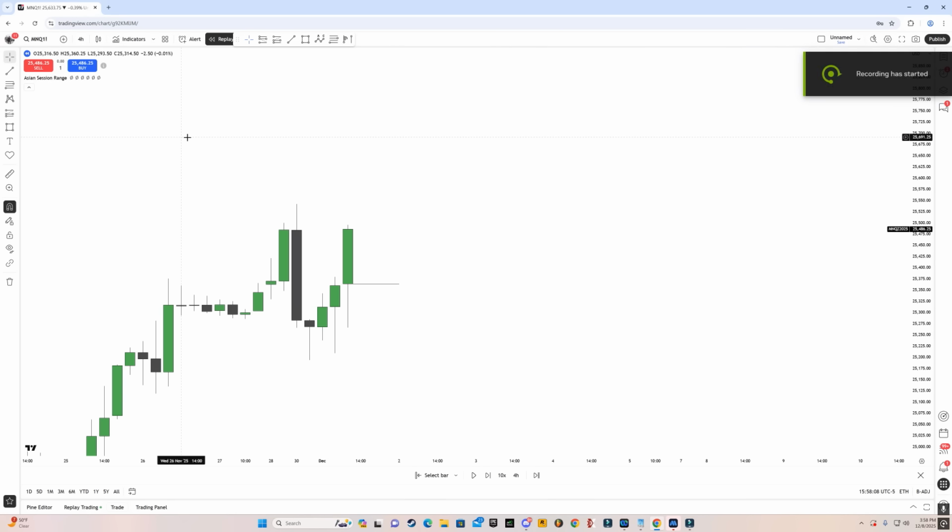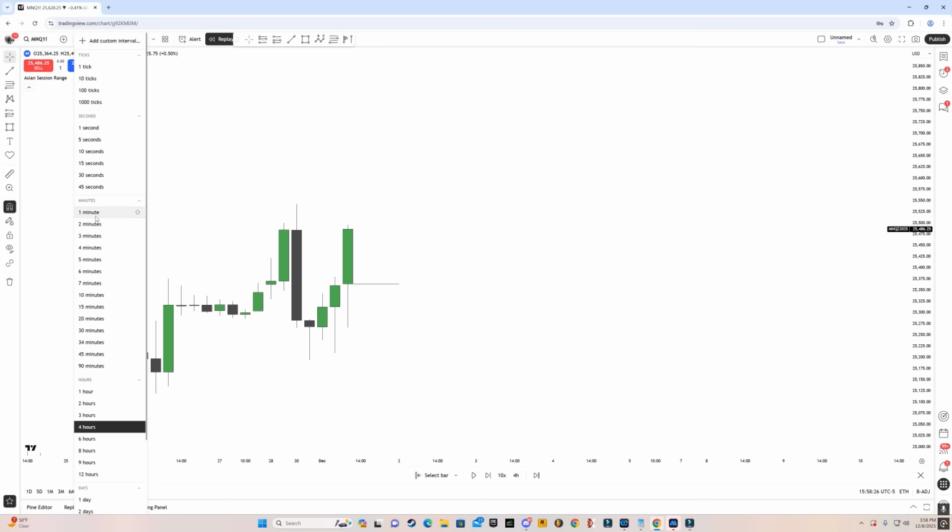All right, guys, so here's a second example. And in this example, I'm going to show you how you can capitalize on catching the manipulation move as well. We don't always need to catch the expansion move. All you need is a 2RR, and that's pretty much it, okay? So on this day, you can see I've marked out the opening price of this 10 a.m. candle.